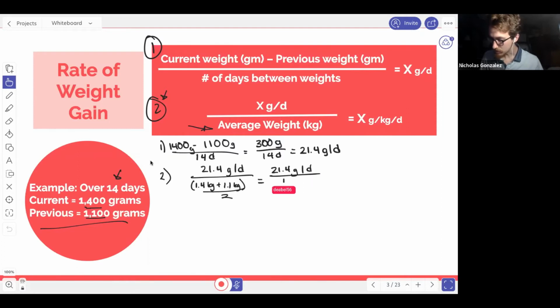21.4 over 1.25 kilograms. And that math will round out to 17.12 grams per kilogram per day. So that's the rate of weight gain over this specific time span. Okay? Makes sense.